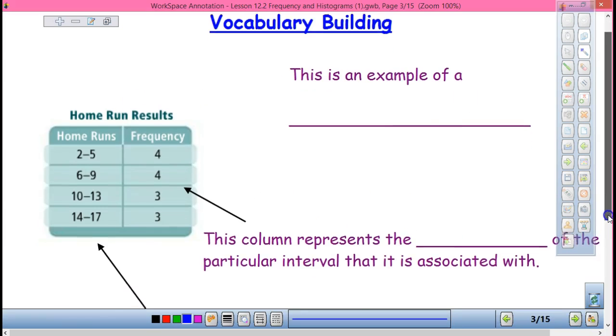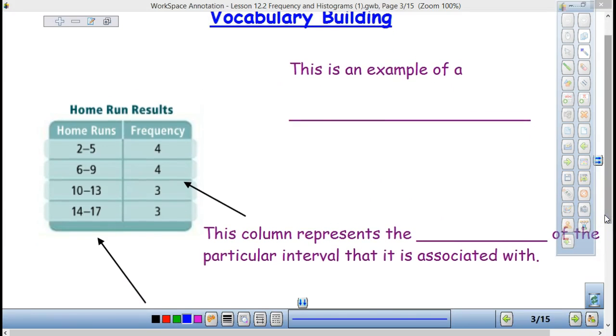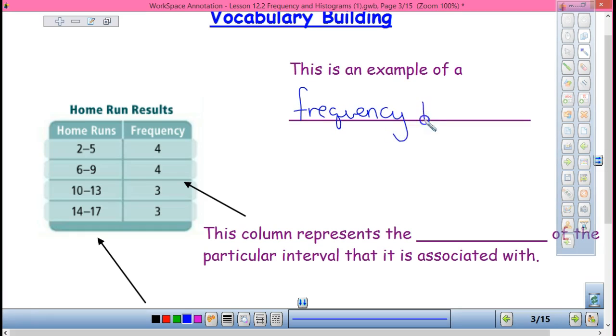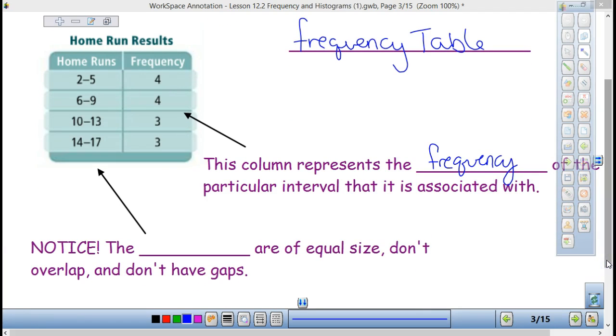So this is an example of a frequency table. This column right here represents the frequency of the particular interval that it's associated with. And this guy right here is the intervals.